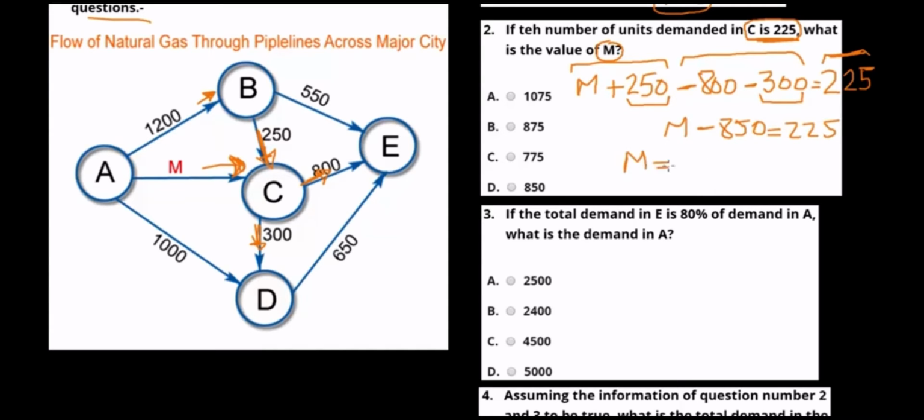I only need the M, so let's take everything else to the other side. 225 plus 850 would give me a 5 in the units place, a 7 here, and a 10. 1,075 are the units of M going from city A to C. The number of units going from city A to C are M, 1,075. I hope that's clear.